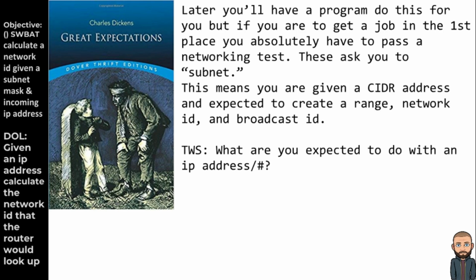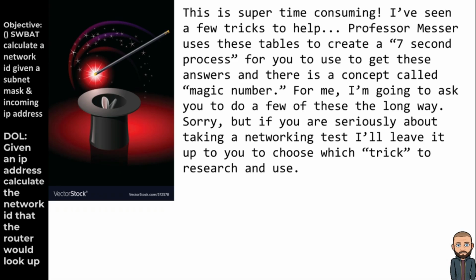So the question, what are you expected to do with an IP address? The answer is find a network ID from it. On one of those tests, you might be given a CIDR address and you have to find the range, the network ID, and the broadcast ID. The broadcast ID is just so easy. You just take all the bits in the host portion and turn them into ones. Alright, so to find the network ID, it is super time consuming.